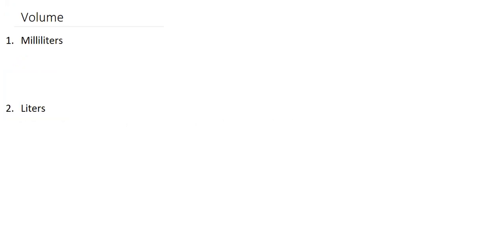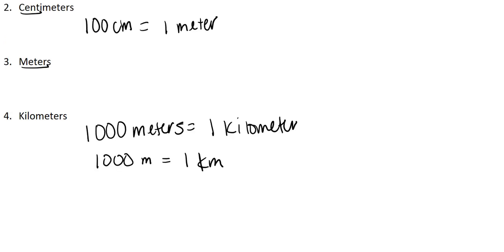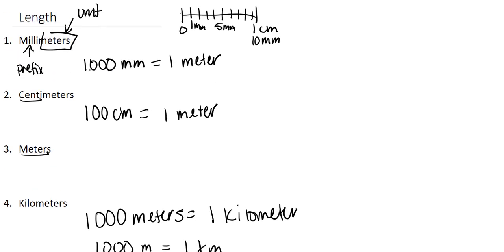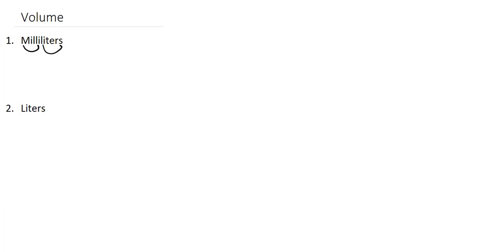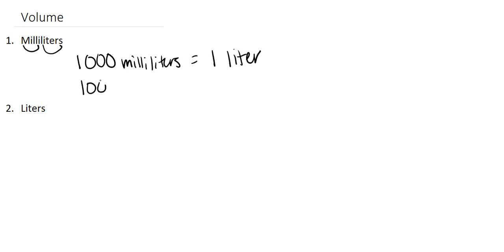Now let's look at volume. Volume, we usually see in milliliters and liters. A milliliter, we have our prefix and we have our liters. It's the same thing as back in length when we looked at millimeters. Instead of saying 1,000 millimeters is equal to 1 meter, we're going to say 1,000 milliliters is equal to 1 liter. Or we can say 1,000 little m big L is equal to 1 big L, which is a liter.